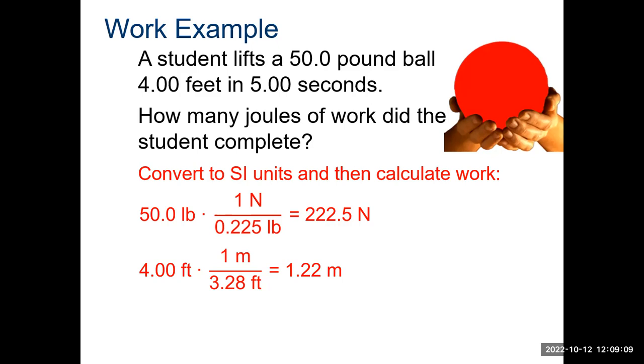Okay, and we have to convert our feet into meters. So you'll see our given unit, which is 4 feet, and our conversion factor. So we have 3.28 feet to 1 meter. Okay, and we convert that, and it is 1.22 meters. And then we can substitute and solve. So work equals force times distance. So our force is 222.5 newtons multiplied by 1.22 meters, and that is equal to 271 joules.